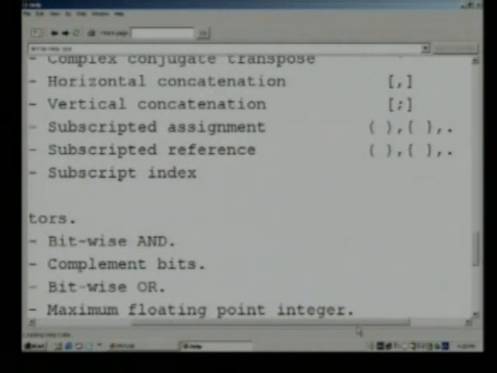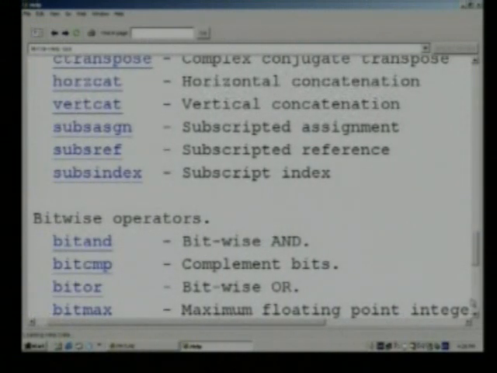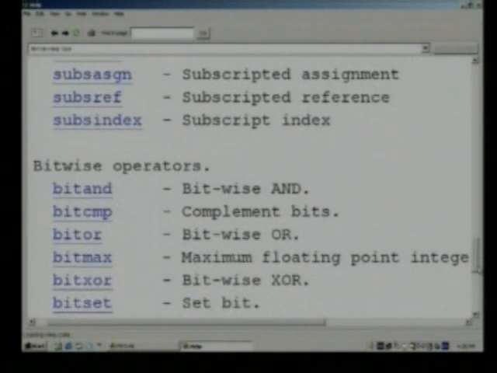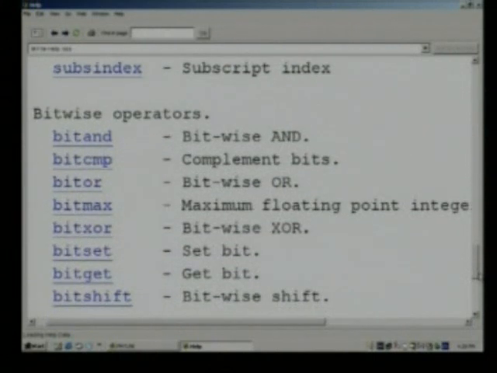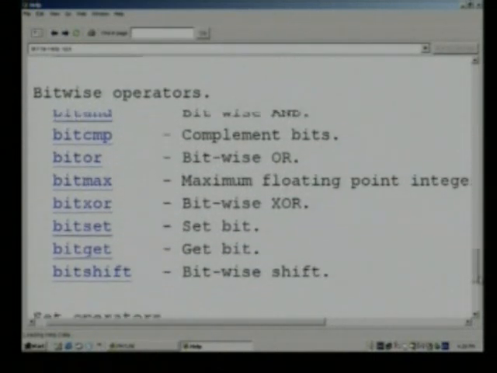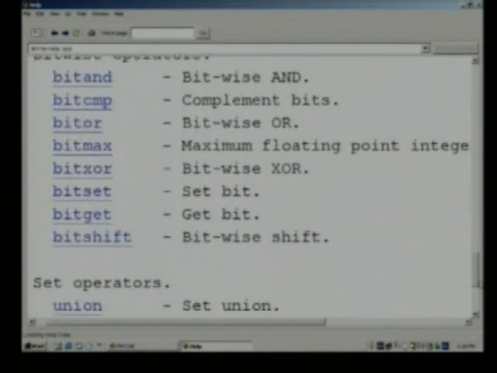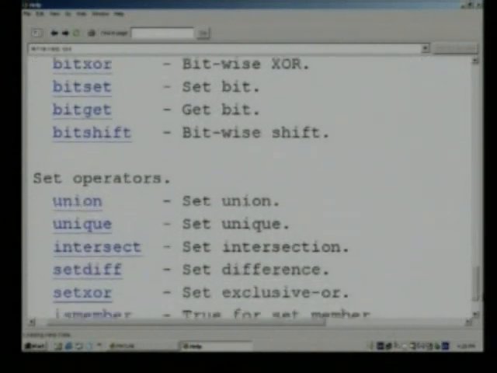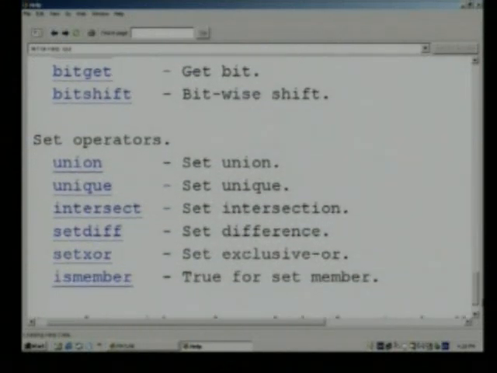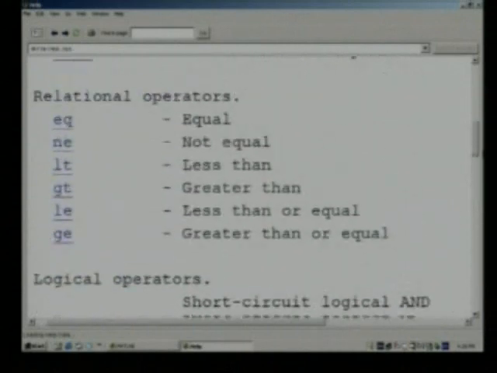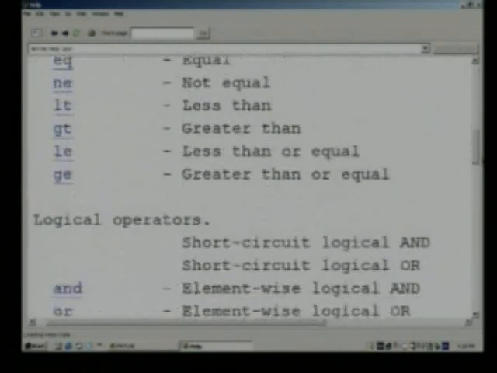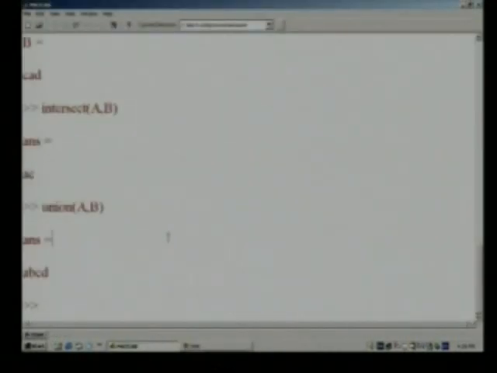Very good. So now you also learnt about bitwise logical operators: bitwise AND, complement, OR, XOR, bitmax, that is the maximum value, bit shift, bit get, bit set, union, unique, intersection, differences, XOR, is member on particular sets. So operators are over. That means we have already finished.